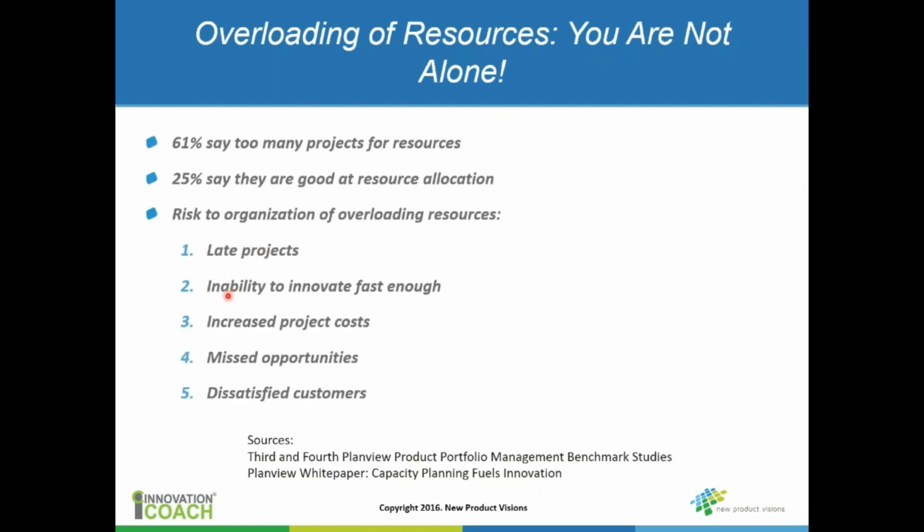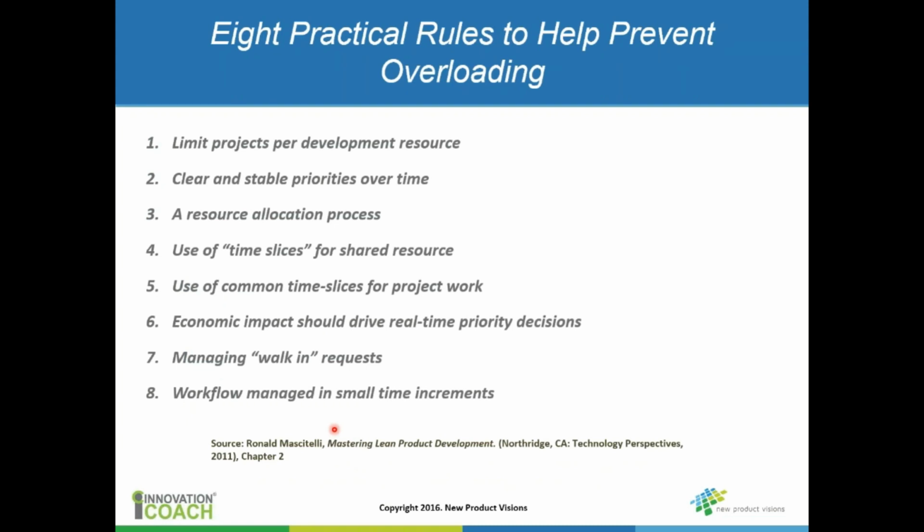So the other risk is because projects are late, it means you can't innovate fast enough. Time to market gets longer. That's a real problem. The project costs go up because the projects go longer. You might miss opportunities as a result, and of course, ultimately, you may have dissatisfied customers. So there's a lot of risk when you overload the resources. So what we're going to talk about today are some really practical rules, 8 of them, to help prevent this situation.